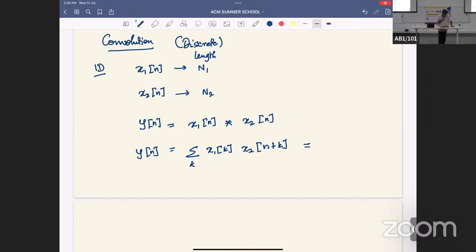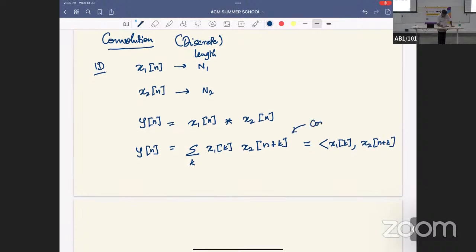Now I can easily write this as an inner product between one sequence x1 of k and another sequence x2 of n plus k. This is actually a correlation. But we will call it convolution as per the common nomenclature. So can I write it like this also? Does anyone have any concern?